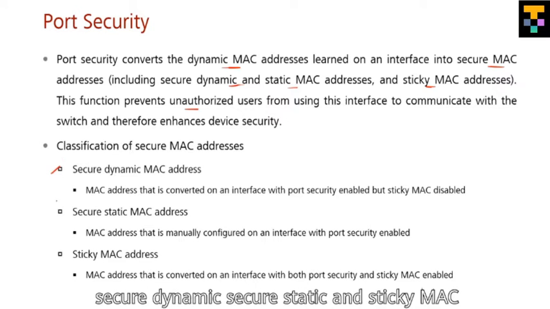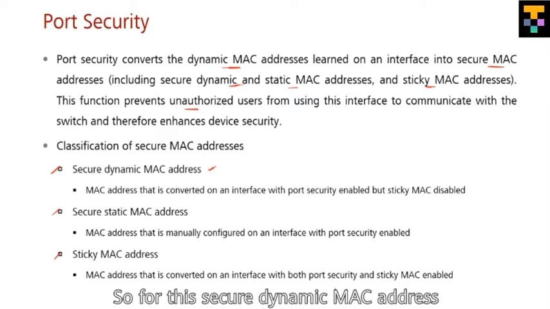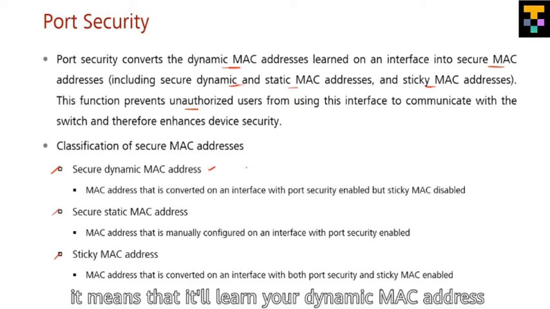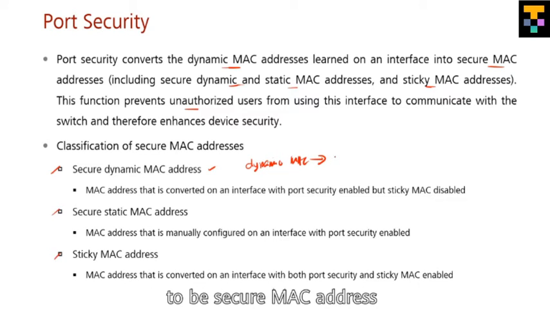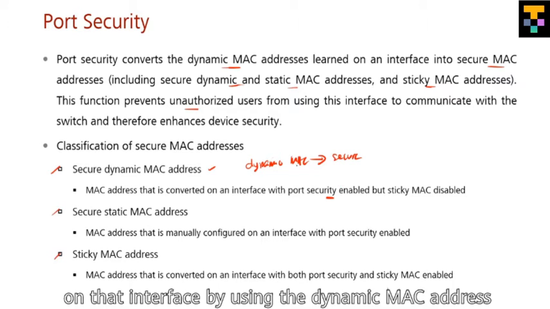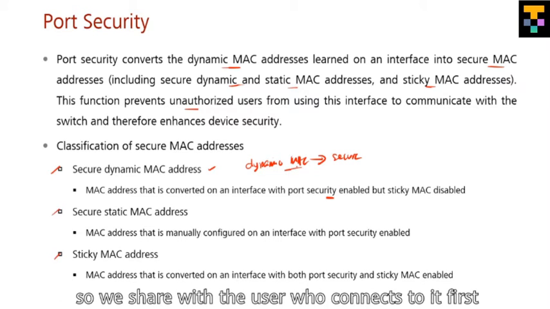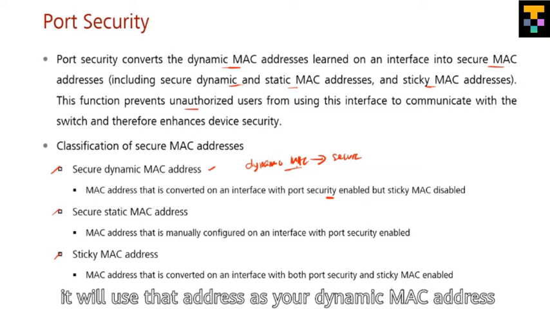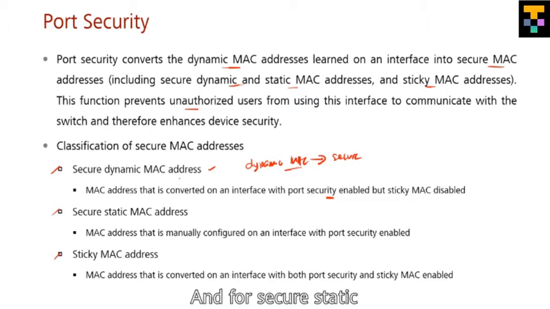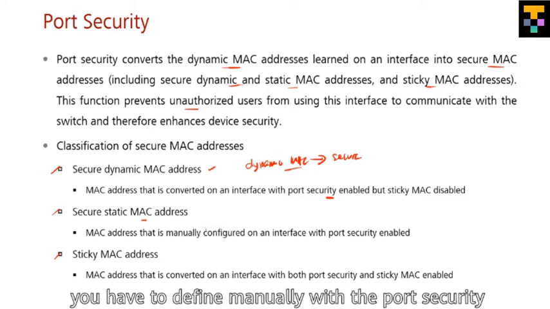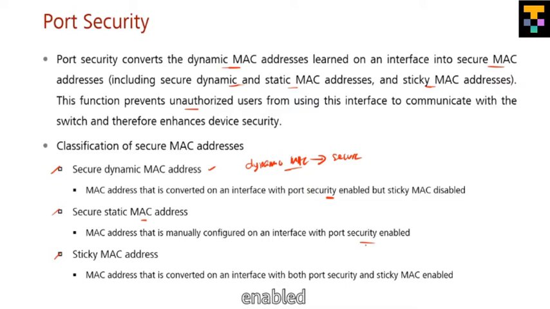So there are three different types: secure dynamic MAC, secure static, and sticky MAC. For secure dynamic MAC address, it means the switch is going to learn your dynamic MAC address to become the secure MAC address. So it converts the port security on that interface by using the dynamic MAC address. Whichever user first connects, it will use that address as your dynamic MAC address. And for secure static, you have to define it manually with port security enabled.